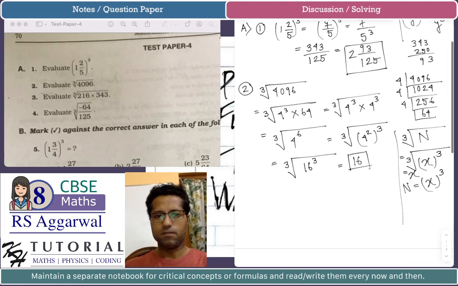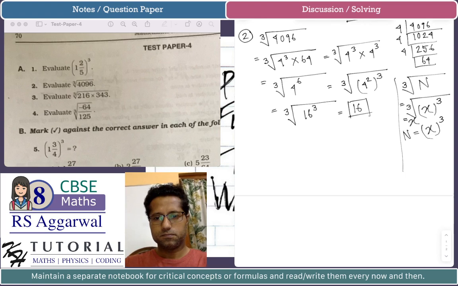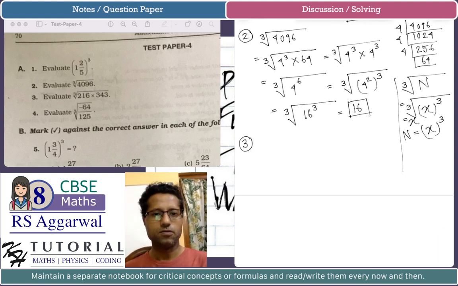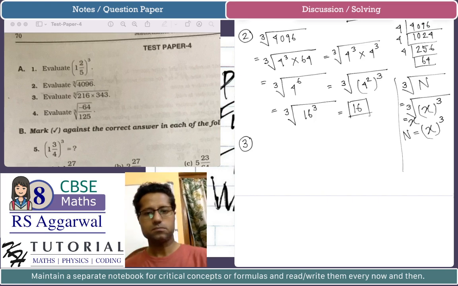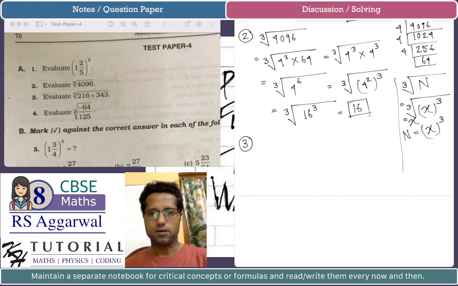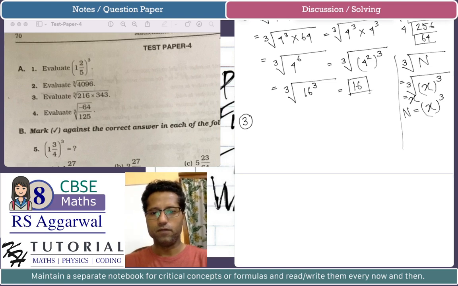Let's do problem number 3. I hope everything is properly visible. You can see the problems of the test paper 4. I think it is big enough for you to see properly. So problem number 3 is to evaluate cube root of 216 multiplied by 343.